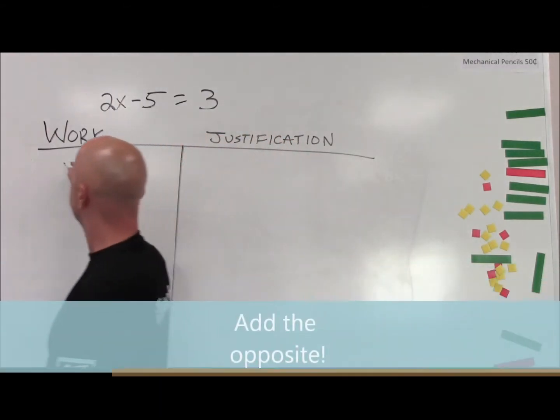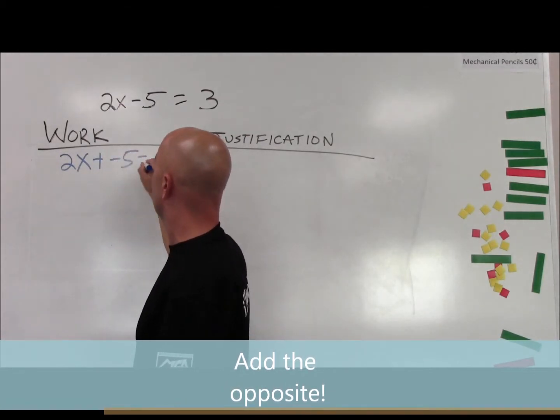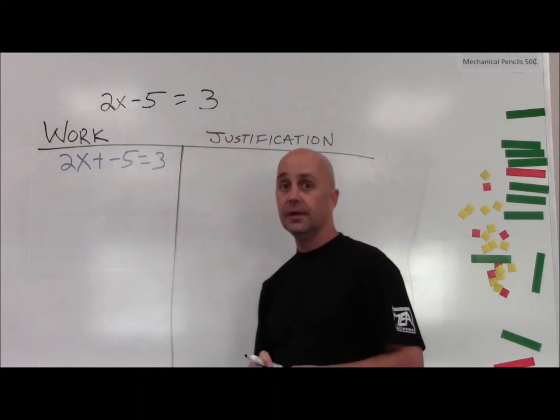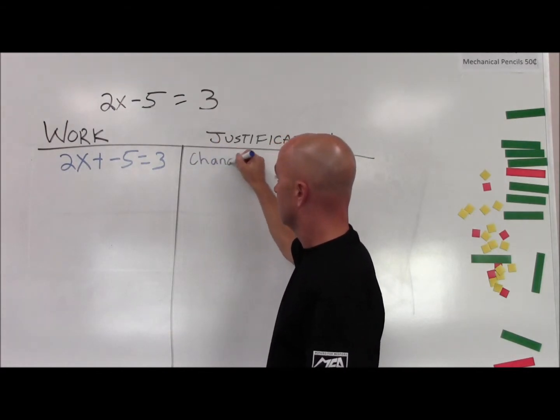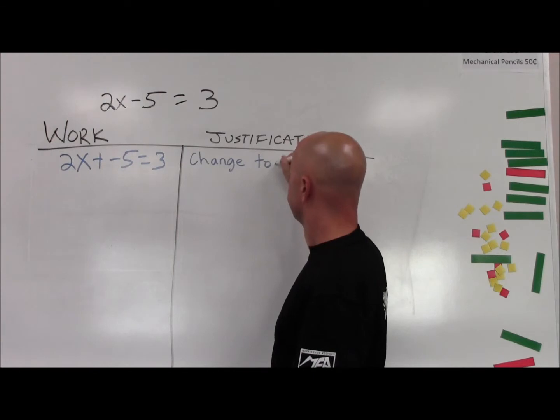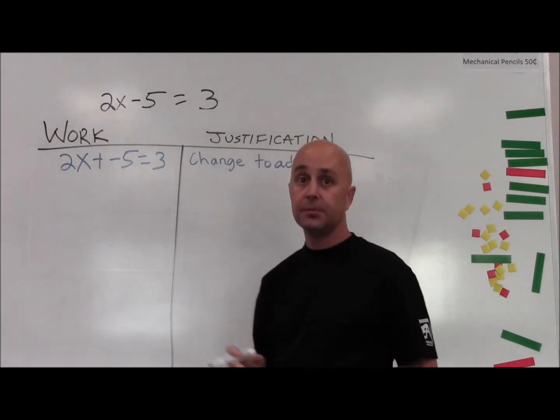That's called justification. So the first step I'm going to do with this subtraction problem is I'm going to change it to addition. So it's going to look like 2x plus negative 5 equals 3. And so for justification, I'm going to write change to addition. That's the step I chose.